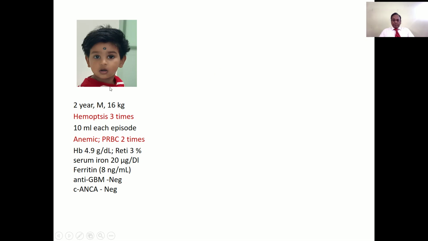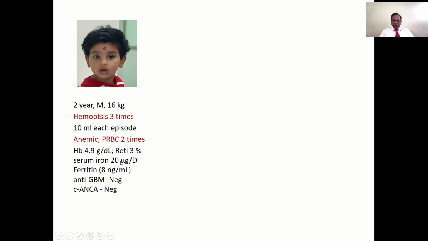Another case is exactly the opposite of that. This is a very cute looking child, 2 years old, presenting with cough and hemoptysis. Hemoptysis is around 5 to 10 ml, 3 times, and the child is also a little anemic. The child was admitted and given blood twice in the form of PRBC, that is packed red blood cells.